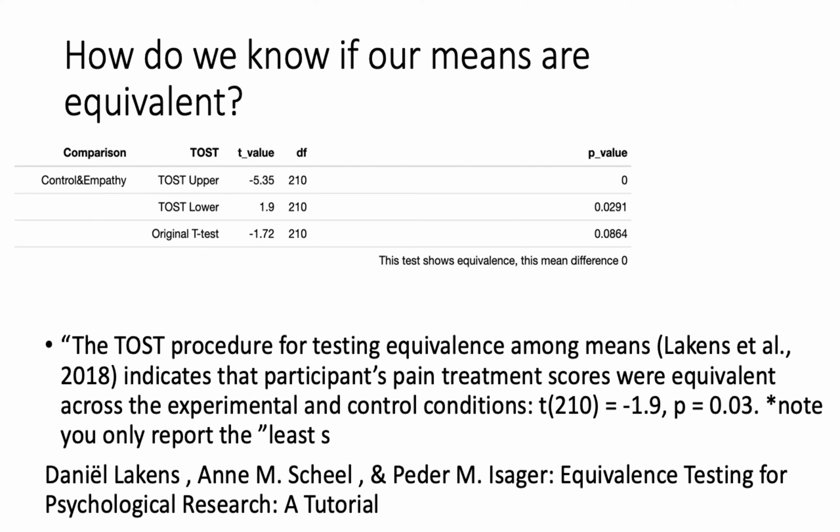And so you run your TOST procedure, then you write it up. The TOST procedure for testing equivalence among means, cite Lakens et al., 2018, it's from this paper right underneath, indicates that participants' pain treatment scores were equivalent across the experimental and control conditions. And then you report the t-value for the least significant test, okay? So in this case, I'm reporting the t-value for the lower limit. So you got my t(210) = 1.9. My p-value equals 0.03. And that's it. That's how you would write it up. This shows that our two means are the same.